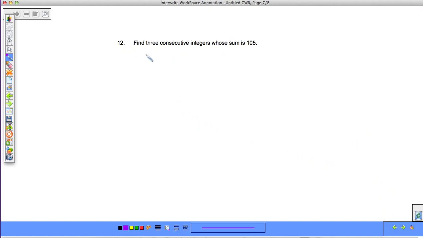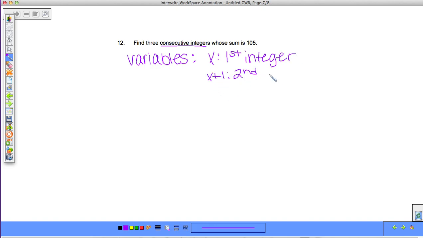All right, number 12 says find 3 consecutive integers whose sum is 105. Consecutive integers mean numbers in a row. Like one example would be 1, 2, and 3. They're right in a row. So for this example, our variables: I'm going to say x is our first integer. I'm going to say x plus 1 is our second integer because they are in a row. And I'm going to say that x plus 2 is our third integer.